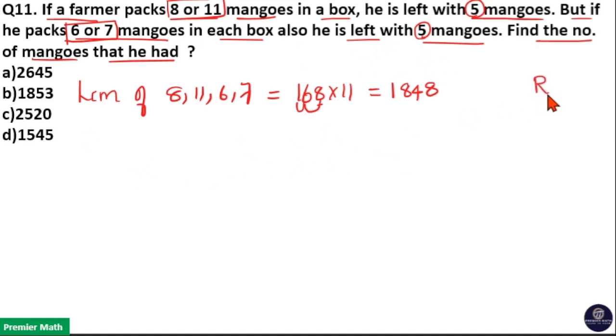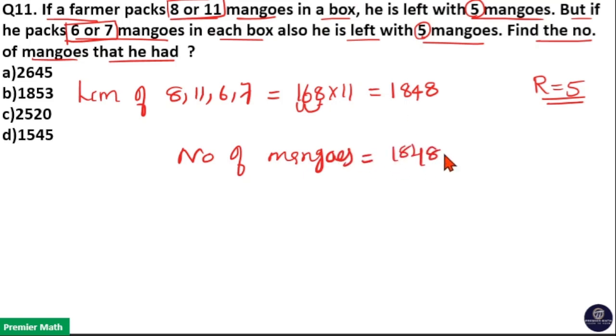Now, here, the common remainder is 5. Which means, the number of mangoes is equal to the LCM 1848 plus the common remainder 5. That is 1848 plus 5 is 1853.